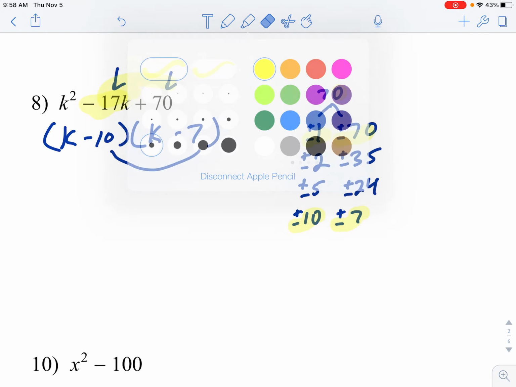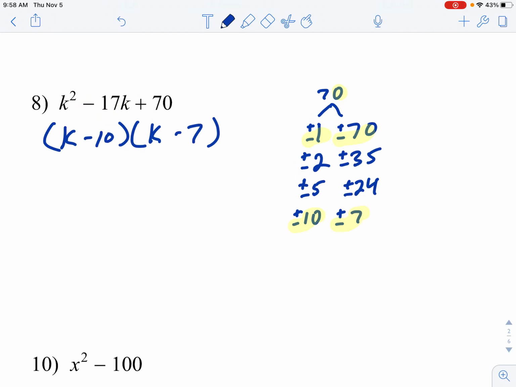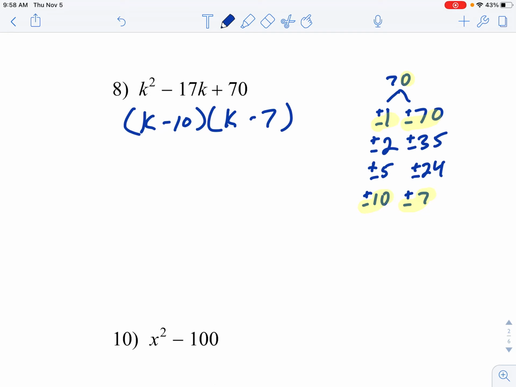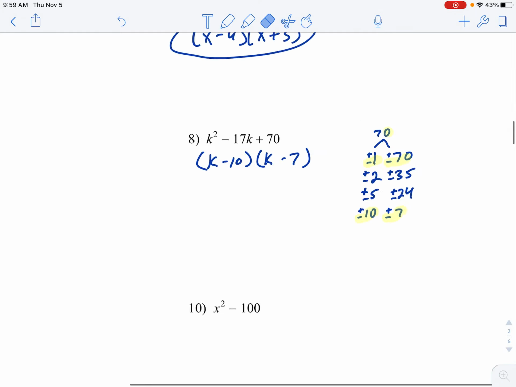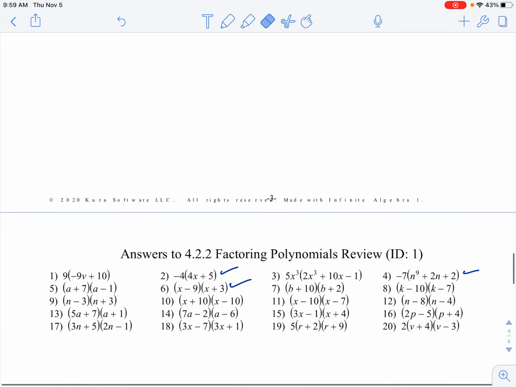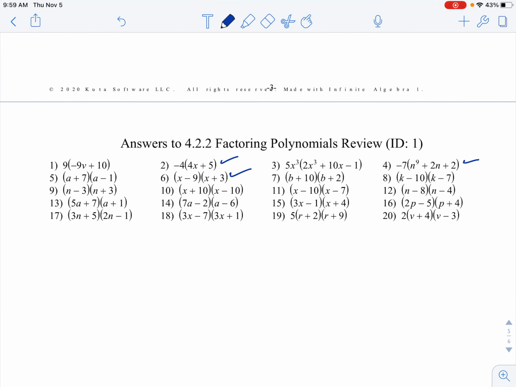If you really want to check yourself, besides scrolling down and checking yourself, you could FOIL it back together. I'm going to do it on this one problem. I'm not going to do it on any other problem. k squared minus 7k minus 10k plus 70. These are like terms. k squared minus 17k plus 70. So the fact that that gives me this means that I've done it correctly. You're probably not going to want to take the time to do that on every single problem, so I'm just going to erase this, pretend like it never happened, and scroll down and check number 8. And there it is, k minus 10, k minus 7.